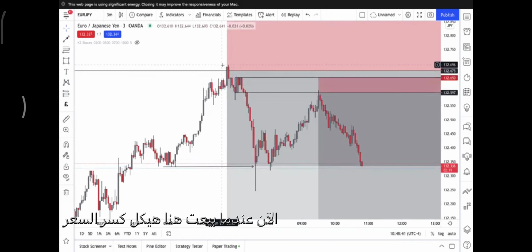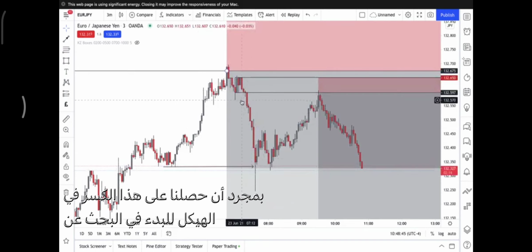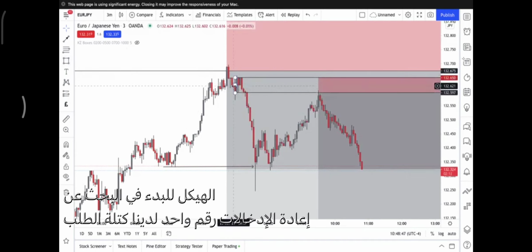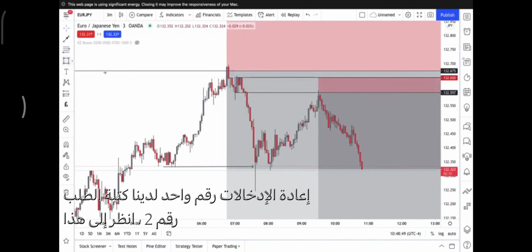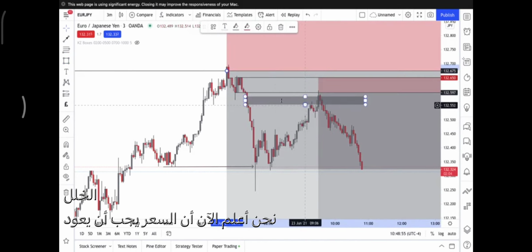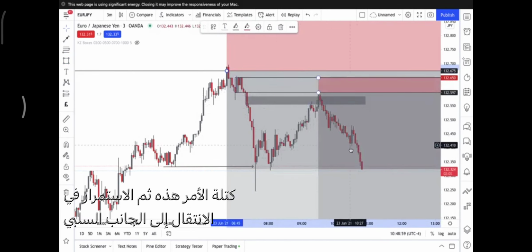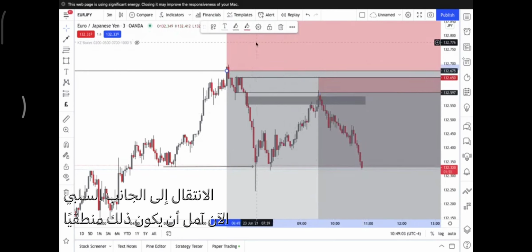Now when I sold off here, price broke structure. Once we got that break of structure, I started to look for re-entries. Number one, we have an order block. Number two, look at this. Imbalance. We now know price has to come back to fill in this imbalance and mitigate that order block to then continue the move over to the downside. Now I hope that makes sense.